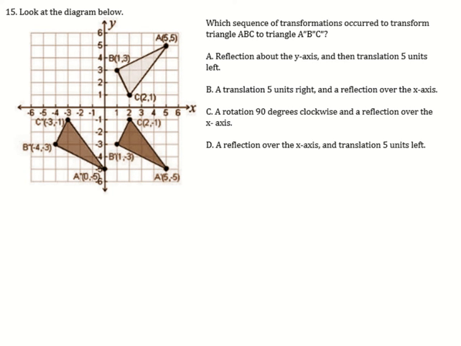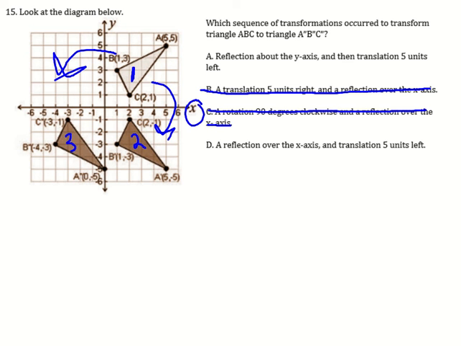Which sequence of transformations occurred to transform triangle ABC? So this original one here, and then here. How am I going to go from 1 to 2? 1 to 2 is definitely a reflection. So I'm not translating and I'm not rotating. It is a reflection. Now we have to decide, is it over the x or over the y? Over the y would make it come over here. This one is literally over the x.